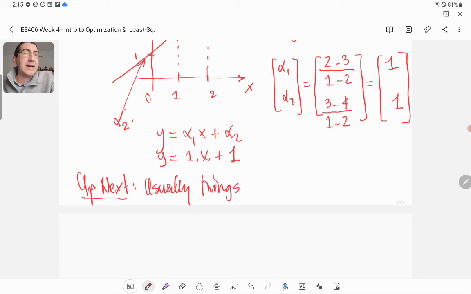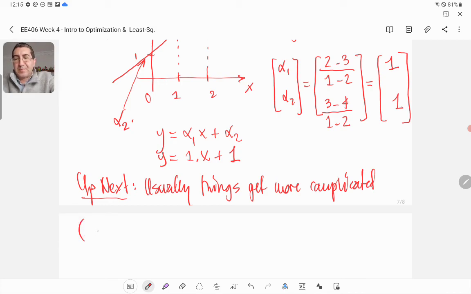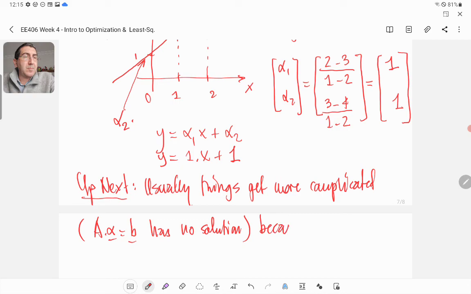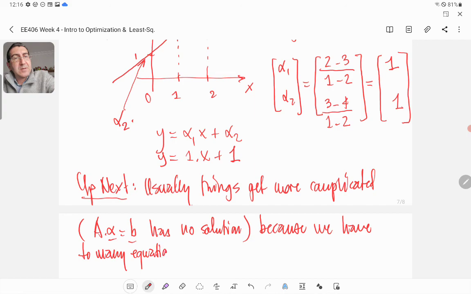Okay, now what's happening in general, and which is up next for next week, usually things get more complicated, where simply A times alpha equals b has no solution because we have too many equations. Okay, usually that's the cause.